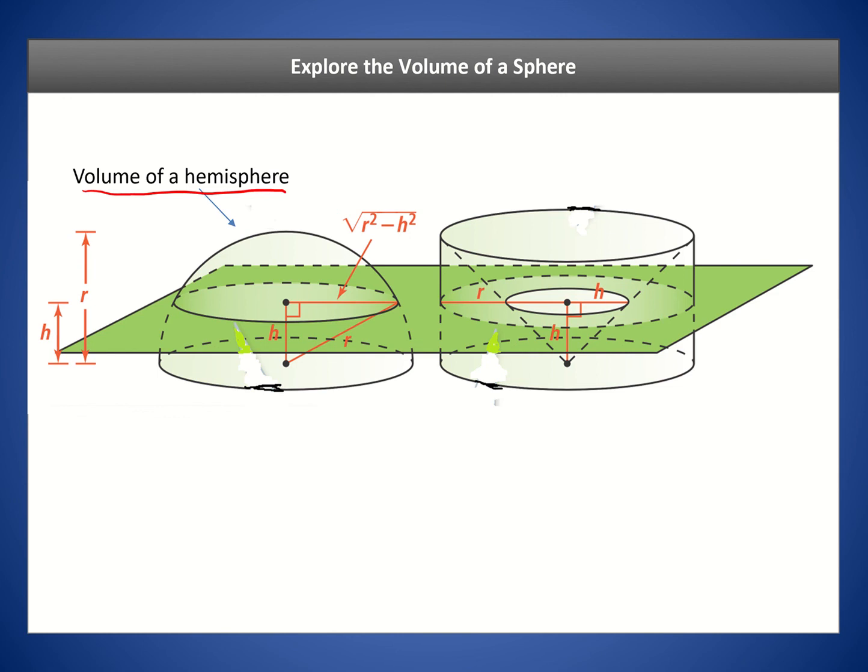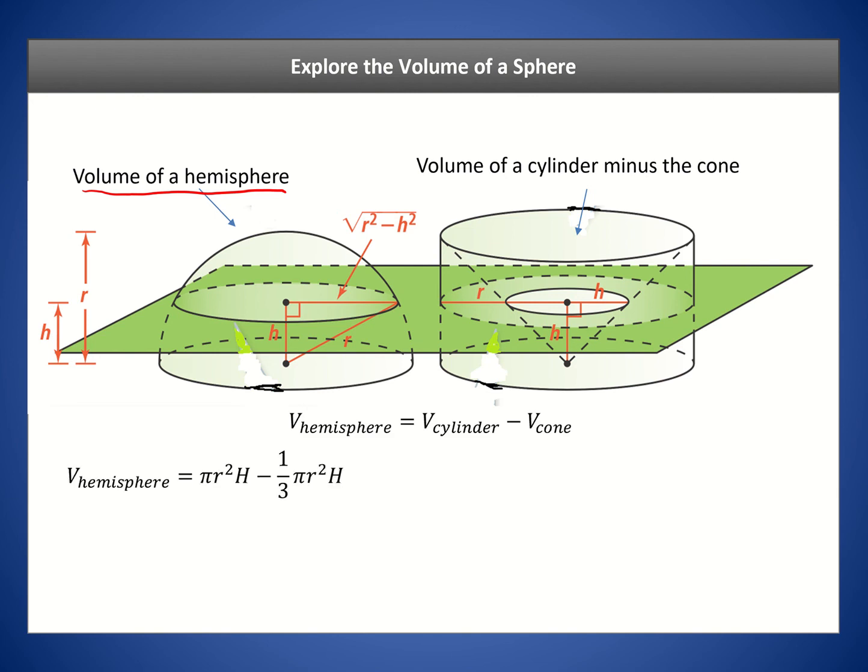Now, in order to do that, we know that it has to equal the volume of the cylinder minus the cone. So if we take the formula for the cylinder and subtract the formula for the cone, we get the volume of our hemisphere. So the volume of the hemisphere is the volume of the cylinder minus the volume of the cone.